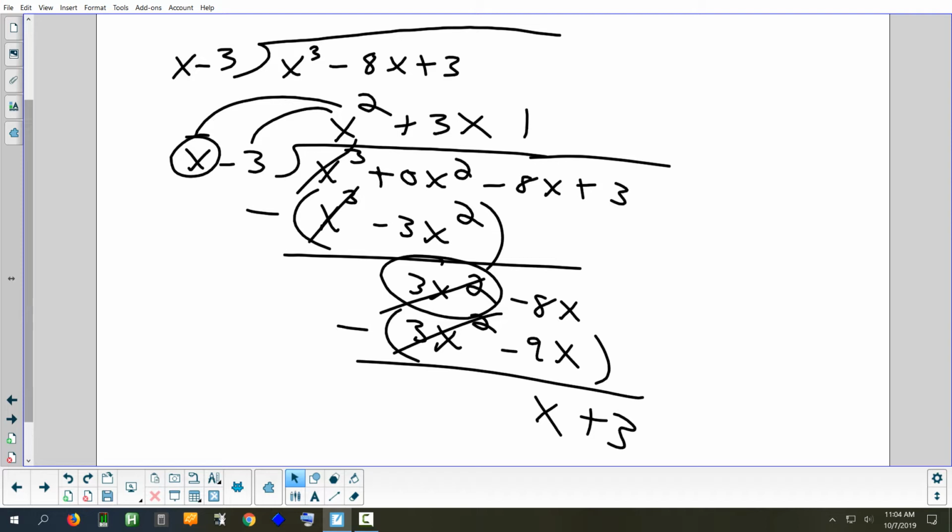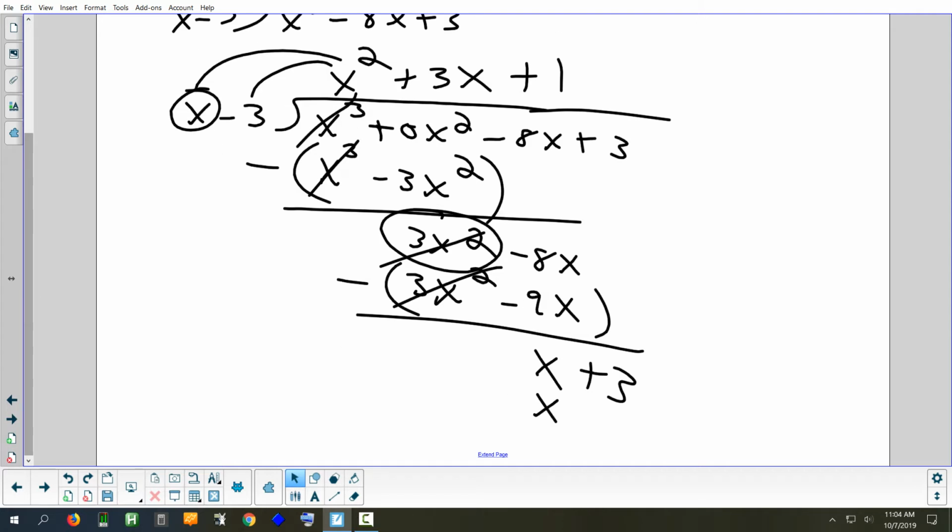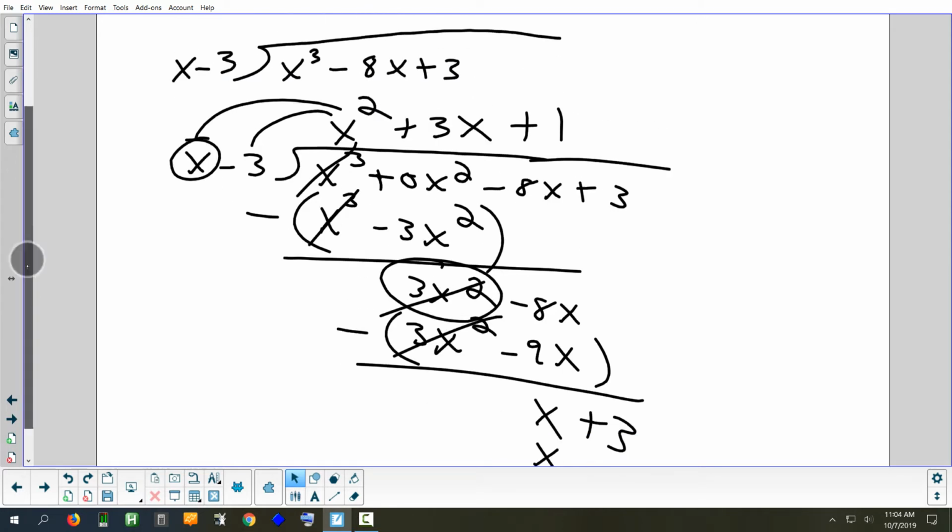Once. If all you wanted is the quotient, you're done. That is the quotient to this problem. x squared plus 3x plus 1. If you want the remainder, we got to finish up. So 1 times x, let's see, 1 times negative 3.